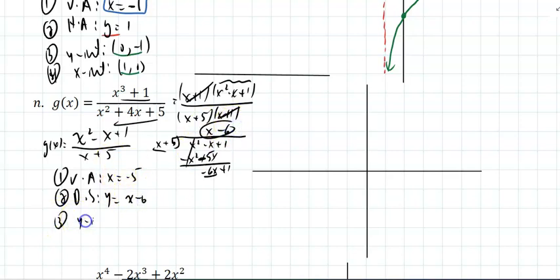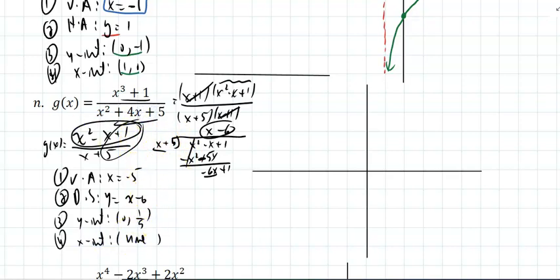3. The y-intercept. Replace x by 0. You get 1/5. And 4. The x-intercept. Set the y equal to 0. The top can never be 0, so none. Now, x equal negative 5. 1, 2, 3, 4, 5. 1, 2, 3, 4, 5, 6. Rise 1, run 1. Rise 1, run 1.